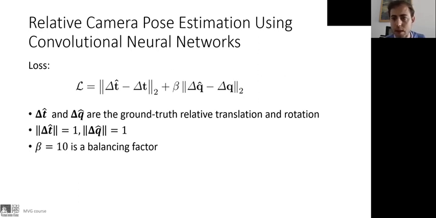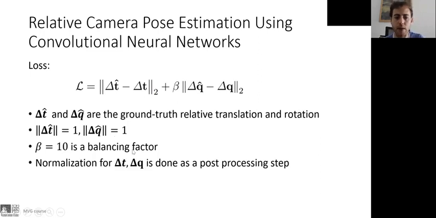Yoni, how do they set the norm to be equal to 1 in this? They just normalize the ground truth. You mean the output of the network? Yes. Okay. So the ground truth is normalized by definition. The output of the network is not constrained to be normalized, but they just do it at the post-processing. They just normalize it after it is outputted from the network.